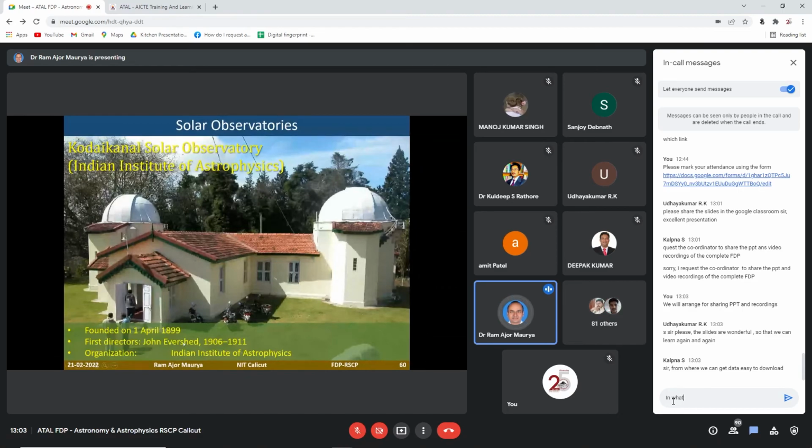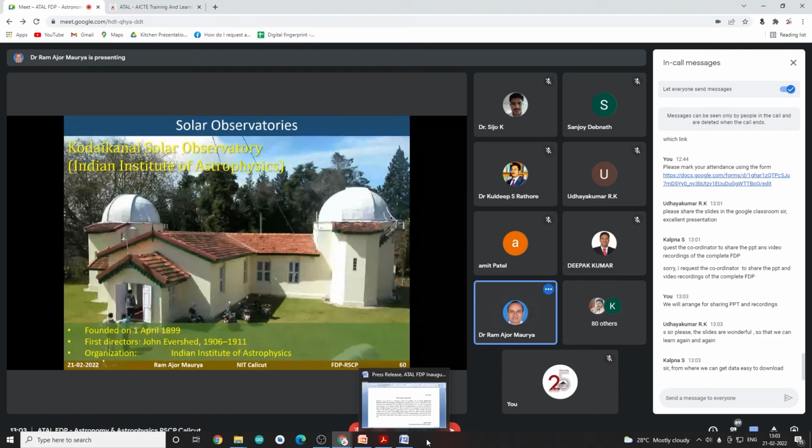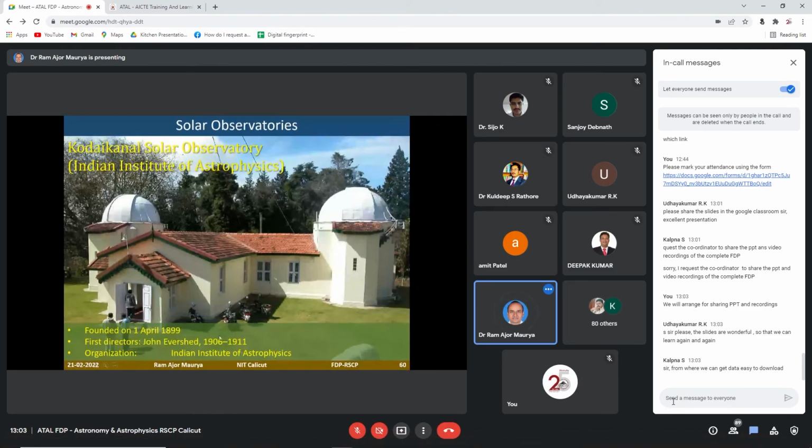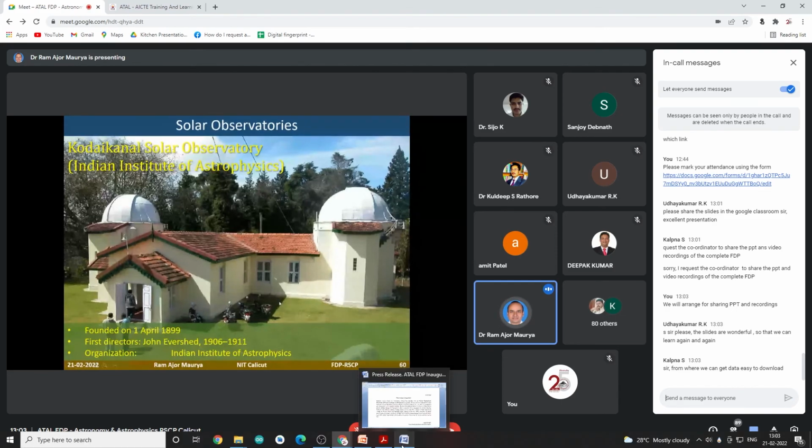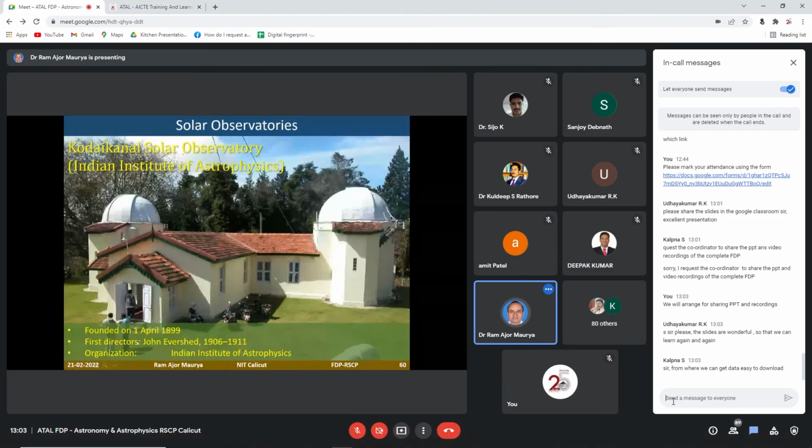The IIA, Indian Institute of Astrophysics, is planning to have a larger telescope. It's called the National Large Solar Telescope, in Hanle. Its diameter would be 200 centimeters. If the diameter is big, then we can get a better spatial resolution.